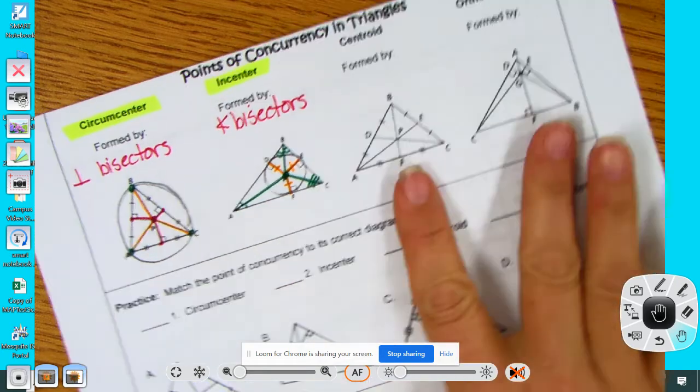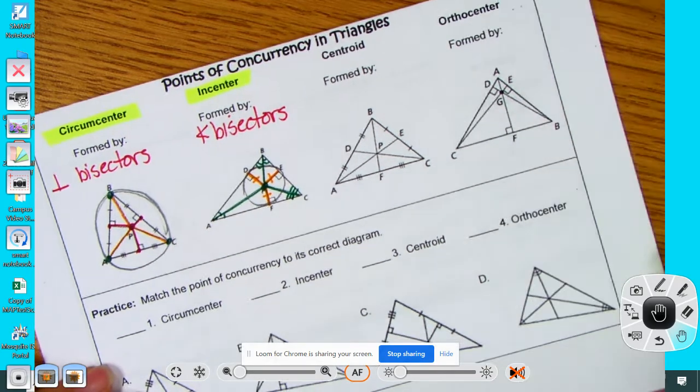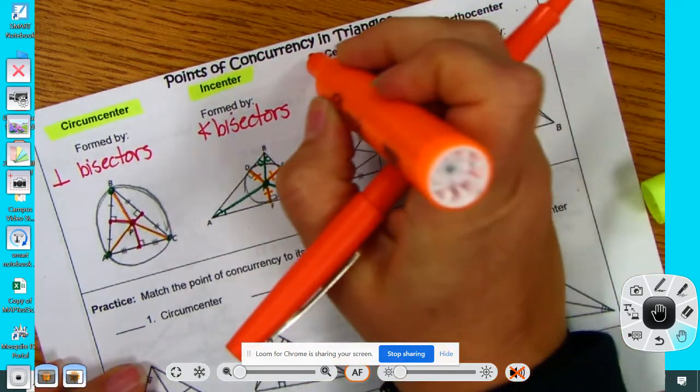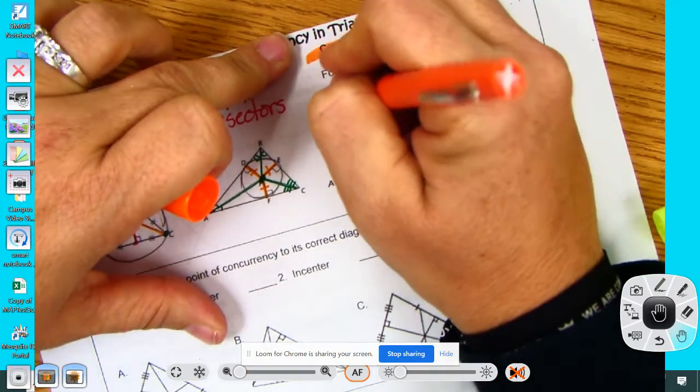Now, these two we're going to talk about next time. So we have a centroid, and the centroid is formed by your medians.